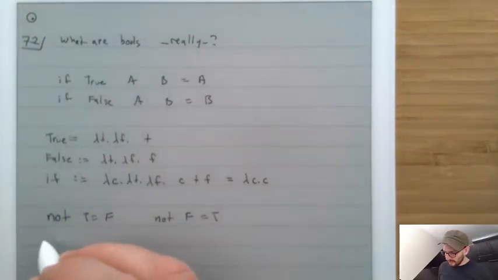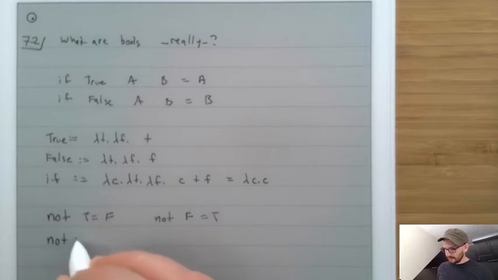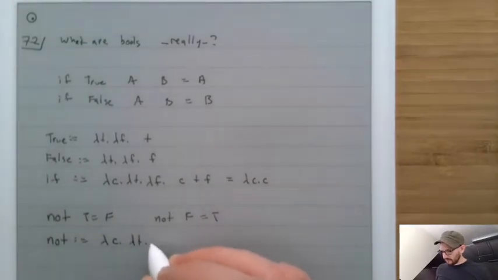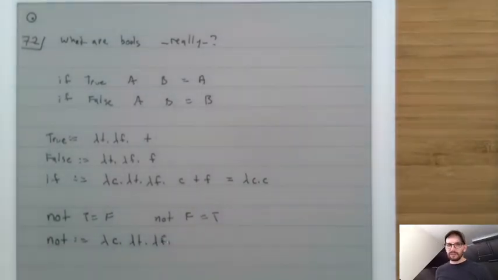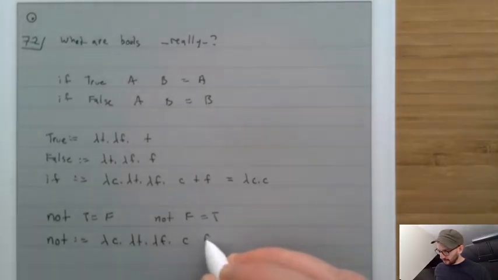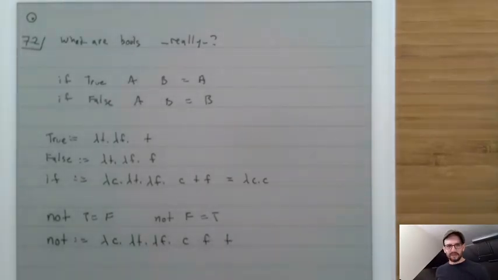Well, we can write not in the lambda calculus as well. So it's going to take a condition, it's going to take a true, it's going to take a false, but then what we're going to do is we're going to call the condition with them in the opposite order. We'll send in the false and then the true. Now, if the condition is true, it's going to return the false side, and if it's false, it's going to return the true side. So now we have an implementation of not.